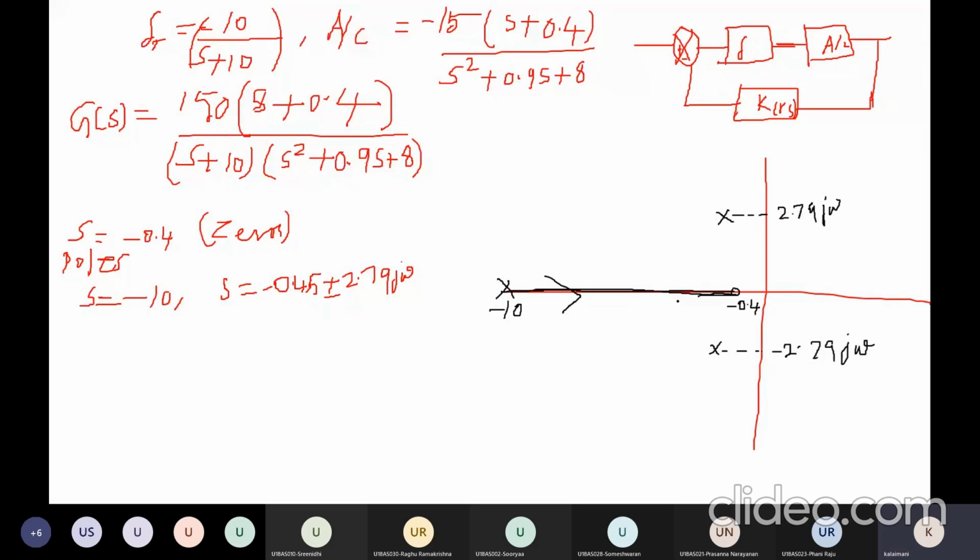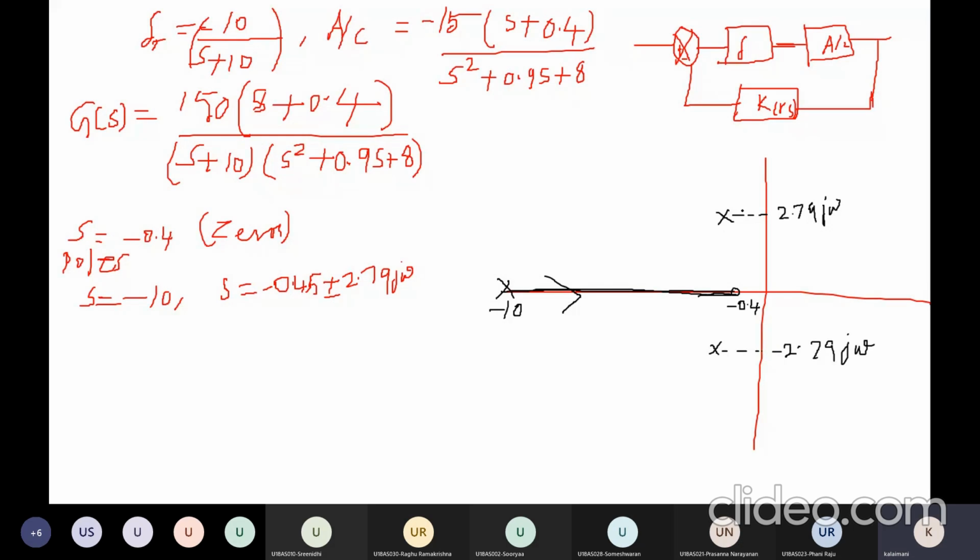The remaining two root locus branches start from poles and follow the path of asymptotes. They will meet at zeros at infinity because we don't have any more zeros. I have 3 poles, but I have only 1 zero. So one root locus branch starts from a pole and meets at the zero at s equal to minus 0.4. The remaining 2 root locus branches start from poles and follow the path of asymptotes, meeting at zeros at infinity. Then we need to find the asymptotes.